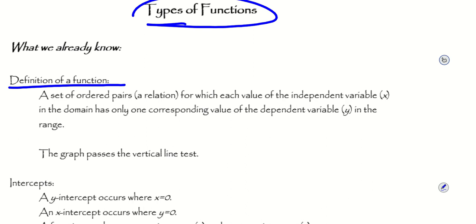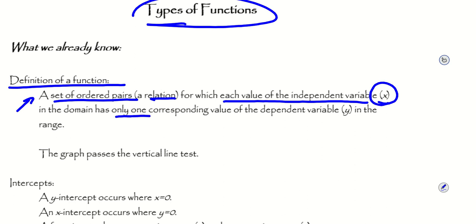We've learned the formal definition that says if y is a function of x, then for every x there is one and only one y. What we have here says the same thing, but in a little bit of a different way. It says that a function is a set of ordered pairs, that is points. Remember that any set of points is a relation, but a function is a special relation where for each value of the independent variable, that is our x, there is one and only one corresponding value of the dependent variable, that is our y, in our range.